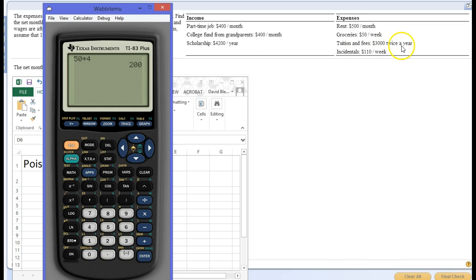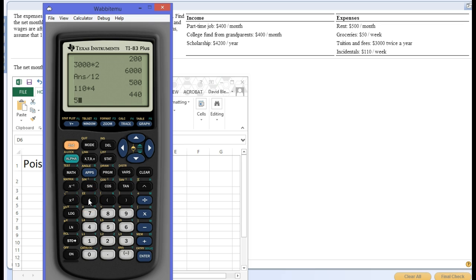This is $3,000 twice a year. So that's $3,000 times 2. That's how many we have to do in a year. And then just like before, we're going to divide that by 12. Alright, so that's 500 and 200 are now negatives. And then we have one more, incidentals. 110 per week. We're going to multiply that by 4 to get how many per month. Okay, so 200, 500, and 440 are negatives, along with the 500.